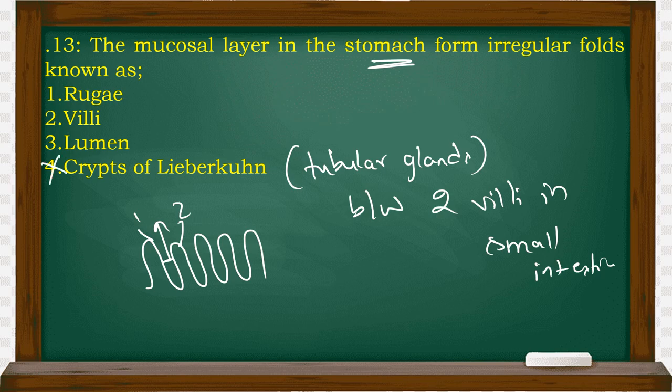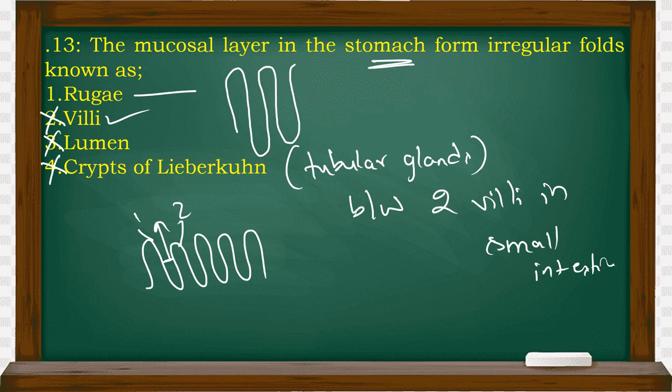Lumen is nothing but the hollow space that is available for filling of any component in the body. And this is also not the correct answer for this question. And villi, as we saw in option number 4, are present in the small intestine. And rugae is nothing but irregular folds of the stomach. When you look at the cross section of the stomach, you will have large, steeper depressions, and these are called rugae, irregular in shape and irregularly folded. So the mucosal layer in the stomach that forms the irregular folds are rugae, option number one.